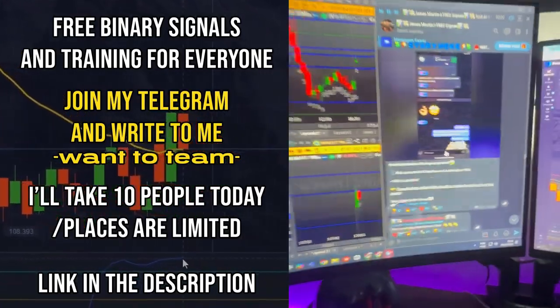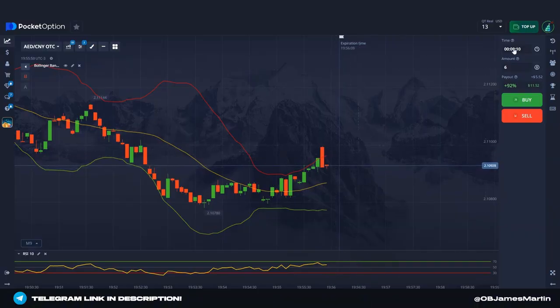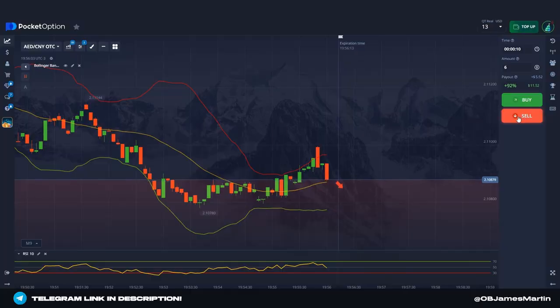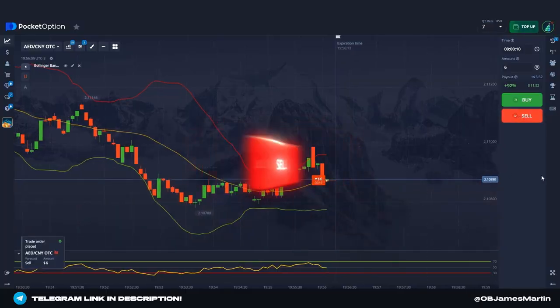See you there, guys. For the time of the trade, I'm going to use 10 seconds and an amount of $6. Trade for sale using the red button. Press the red button and start the trade session.